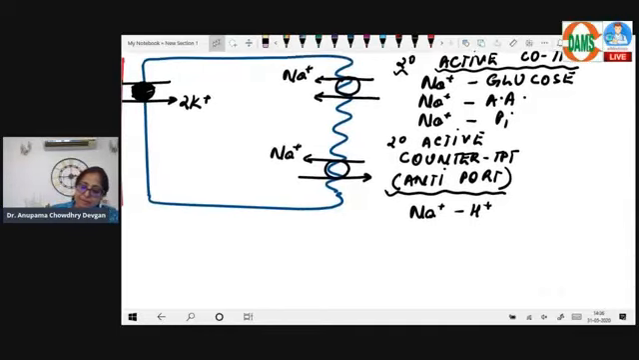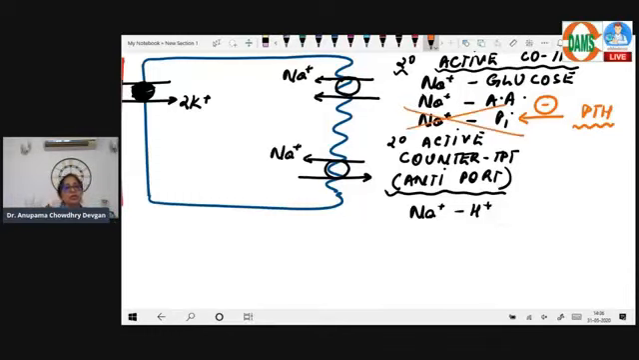Now please remember, what is the hormone which acts over here? Remember, we said parathormone. Parathormone will inhibit the sodium inorganic phosphorus co-transport. So what will happen to the urinary loss of phosphorus? Increases, right? Which is called the phosphaturic action of parathormone.